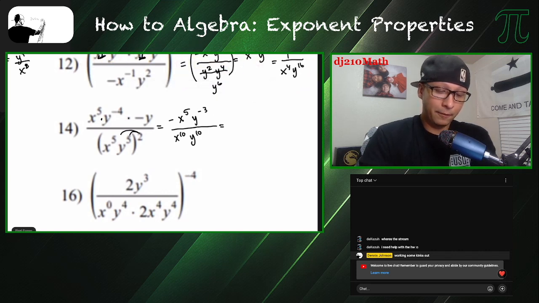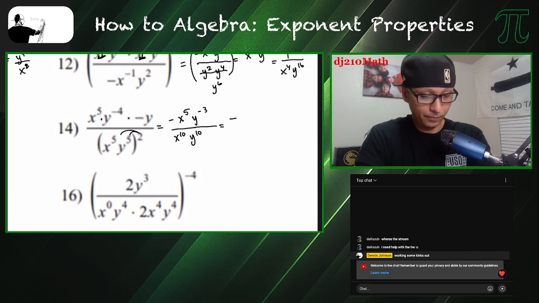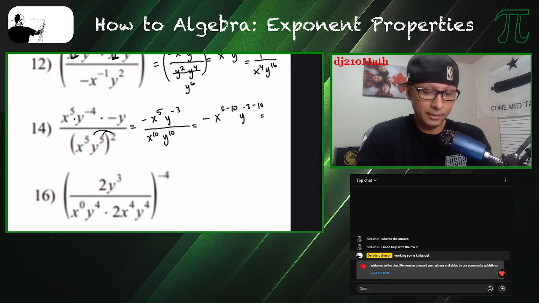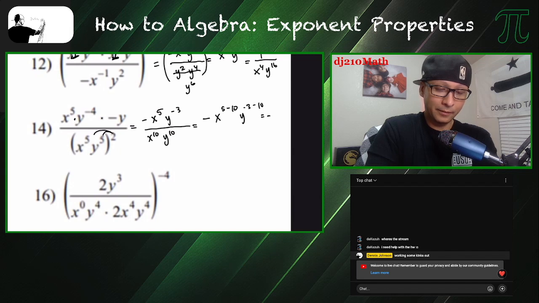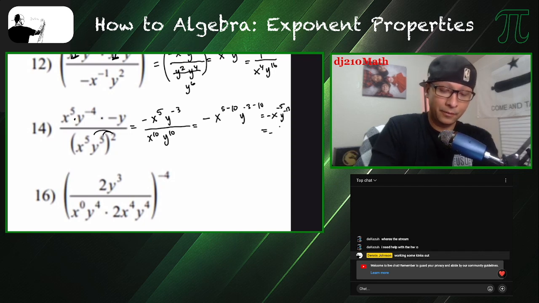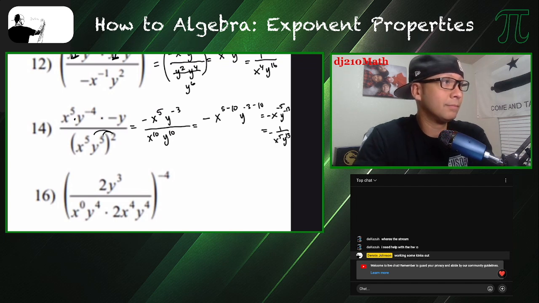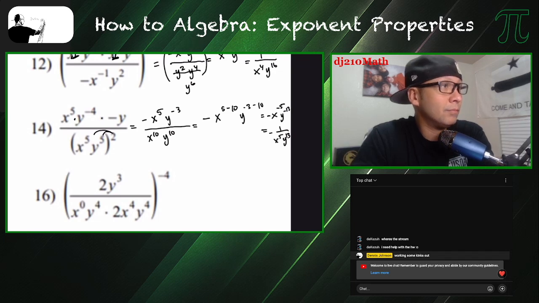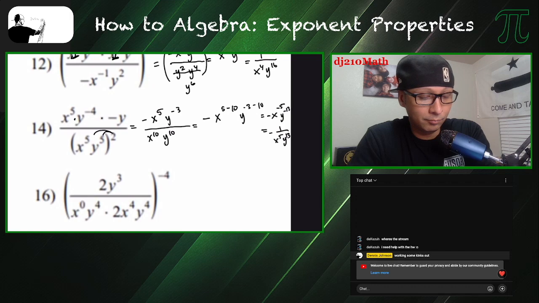All right, the negative is going to be out front. And we have x^(5 minus 10), y^(negative 3 minus 10). So we're going to get negative x to the negative 5, and then y to the negative 13. And both of those are negative, so they're going to go into the denominator. So we have negative 1 over x^5, y^13. Okay. Started to run out of room there.